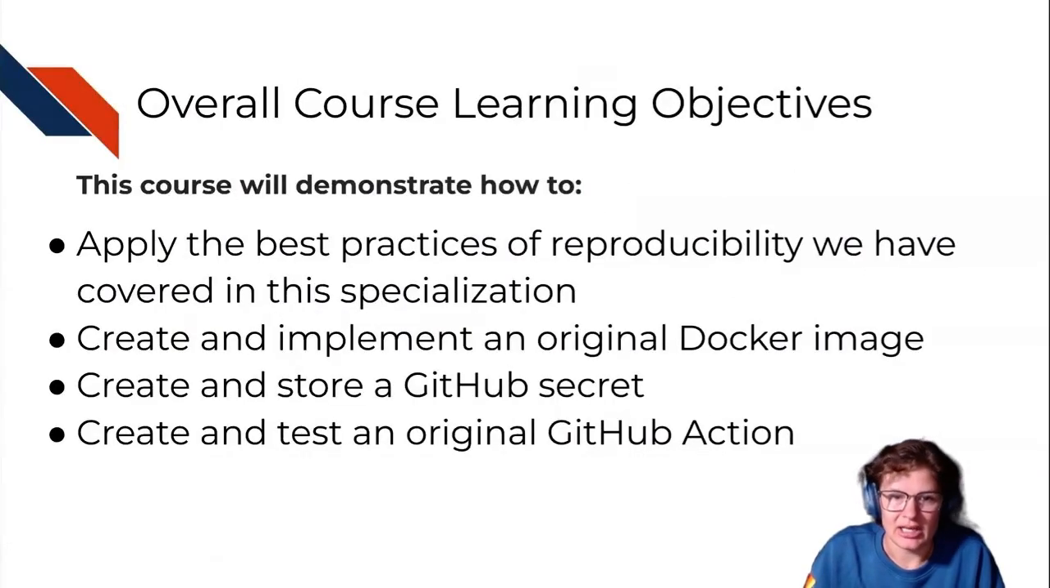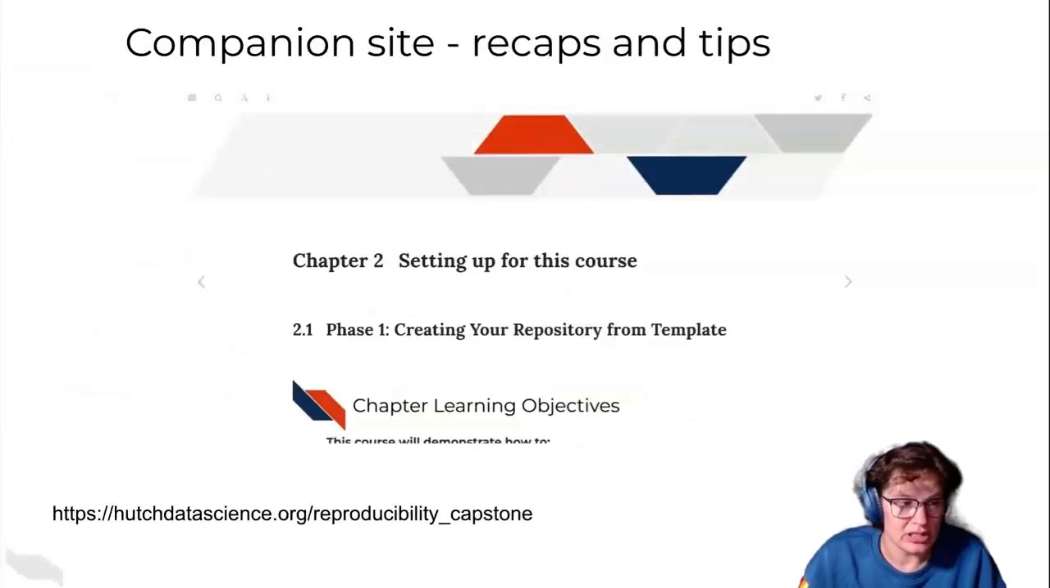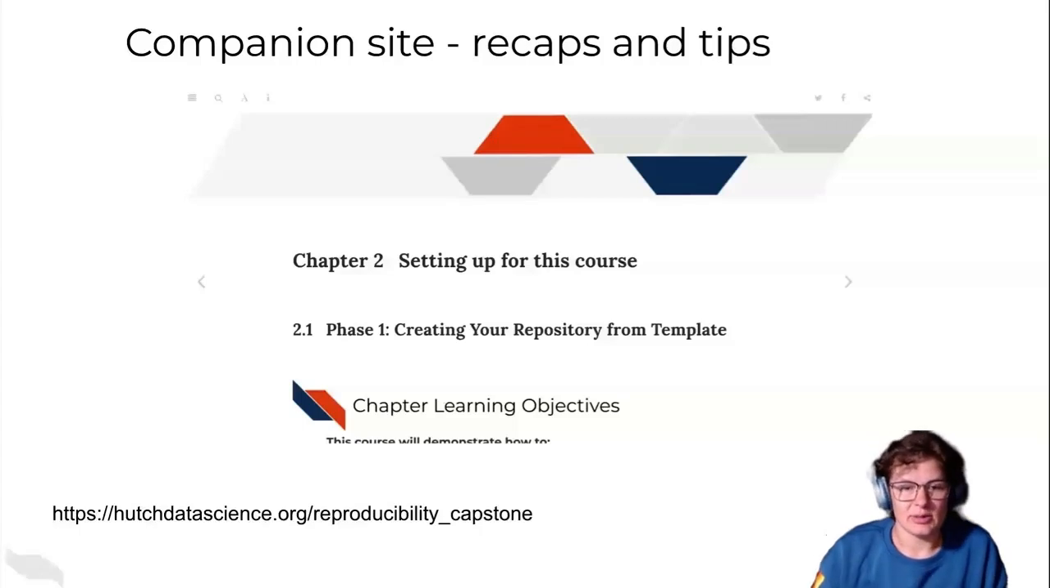All right, so our overall course learning objectives are that this course is going to demonstrate how to apply the best practices of reproducibility we have covered in this specialization. We're going to create and implement an original Docker image. We're going to create and store a GitHub secret, and we're going to create and test an original GitHub action. And we want to point you to the companion site. This is the same content that's linked if you're taking this through Coursera or LeanPub, but you can also find it at this website right here. This will have recaps and tips for you as you go through these activities.